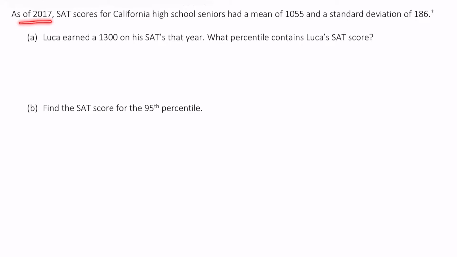Welcome. As of 2017, SAT scores for high school seniors had a mean of 1055 and a standard deviation of 186. Those of you in my stats class will see a footnote at the bottom of the page where you can find this information. So Luca earned a 1300 on his SATs that year. What percentile contains Luca's score?